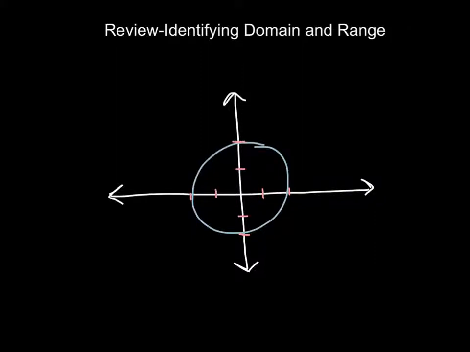So this is a brief review of domain and range. The domain and range of a relationship or a function just describe all the possible x values and all the possible y values. Domain we know is for x, range we know is for y.